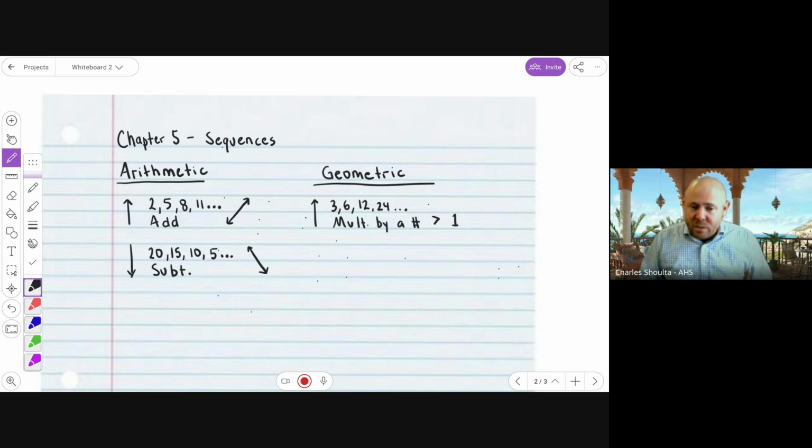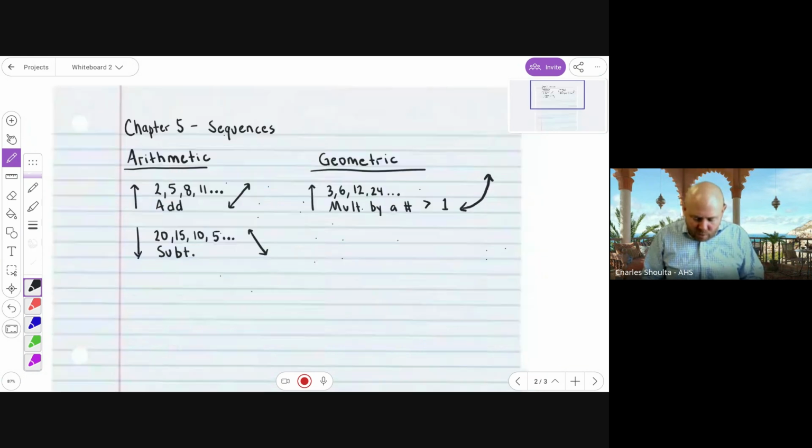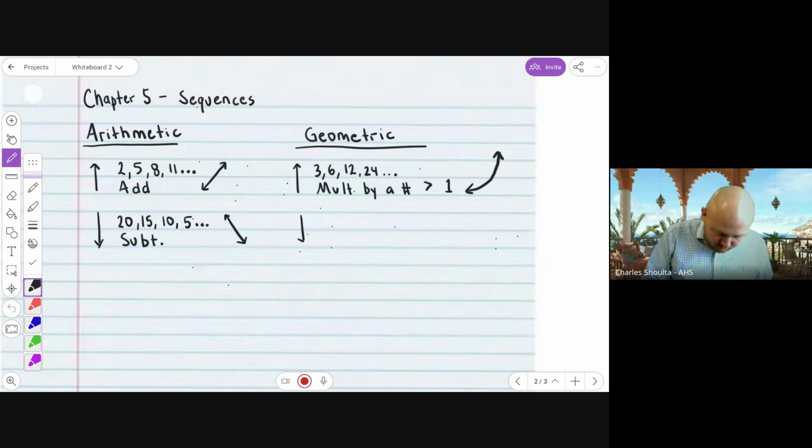Now, if we have sequences like this, the numbers are going up, but notice that they're going up a lot quicker. So if we graph this, it would look like this. Okay, so that's the difference. We haven't graphed things like that before. All right, last little part. Here we go. Going down.